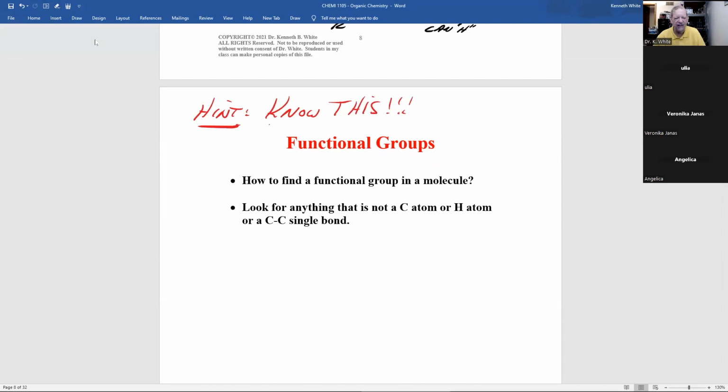Settle time. Hint, know this. How do you find a functional group in a molecule? You look for something different. Anything that's not a carbon atom, a hydrogen atom, or carbon-carbon single bond is going to be a functional group. And that's where all the fun is. That's where all the action happens in a molecule. So, how do you find a functional group? Look for anything that's not a carbon atom or a hydrogen atom or a carbon-carbon single bond.